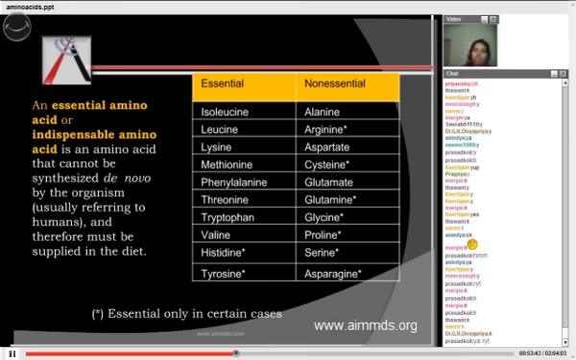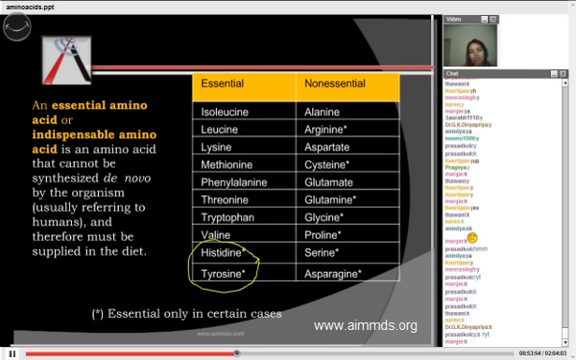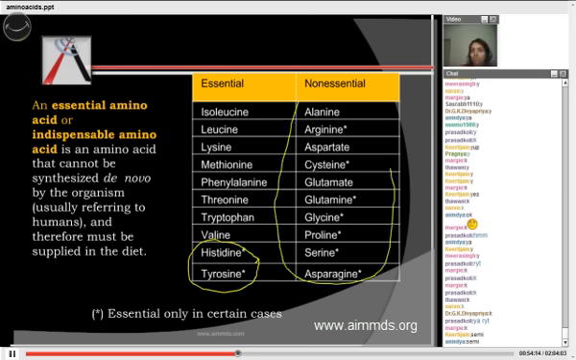Okay, an essential amino acid is an amino acid that cannot be synthesized by the organism. It must be supplied in the diet. But there are certain ones, which are marked with stars. All are essential, but out of these, histidine and tyrosine are essential only in certain cases. They are semi-essential. Perfect. So you need to know when. These are totally non-essential ones, and out of these starred ones, they also become semi-essential sometimes.